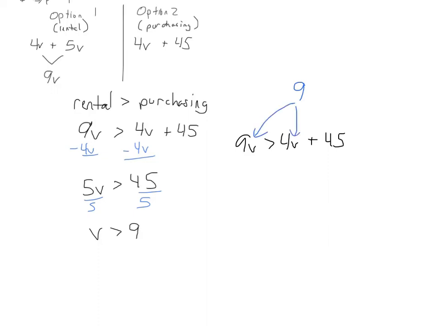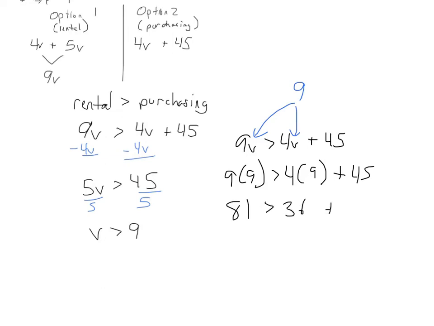Okay, so that's saying 9 times 9 is greater than 4 times 9 plus 45. That's like saying 81 is greater than 36 plus 45. And what is 36 plus 45? Well, those two right there, if you combine them, get you 81. 81 is greater than 81. Well, is that a true statement? No, that's not a true statement. So what does that mean?